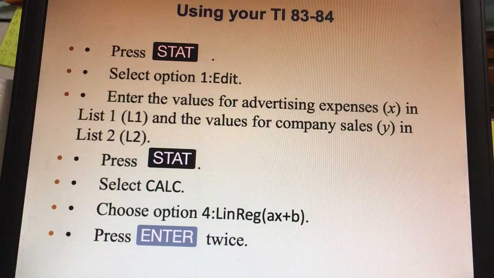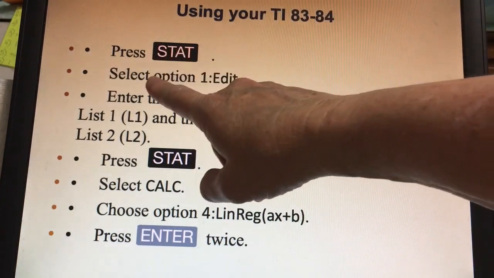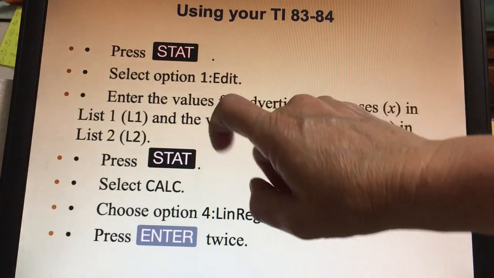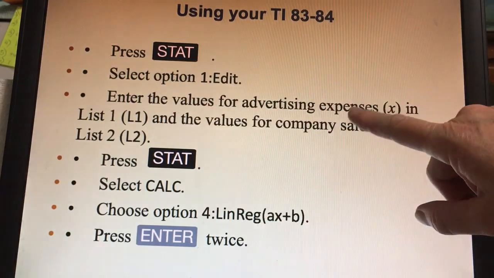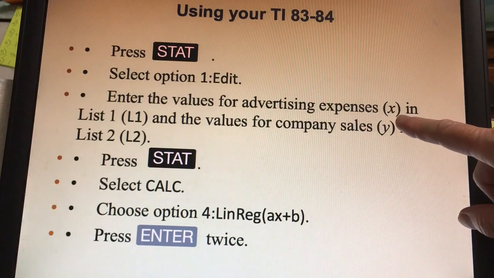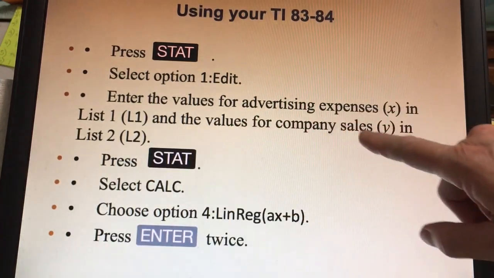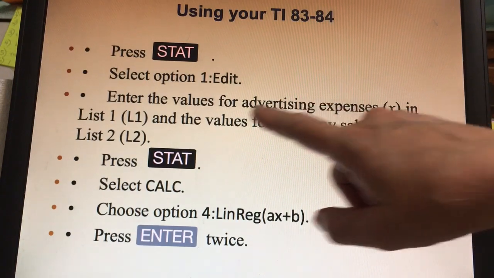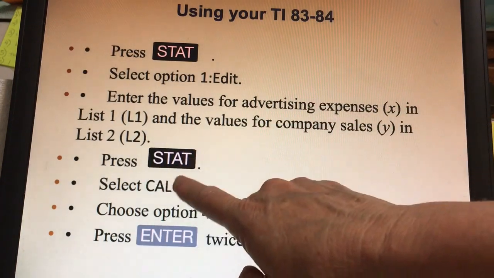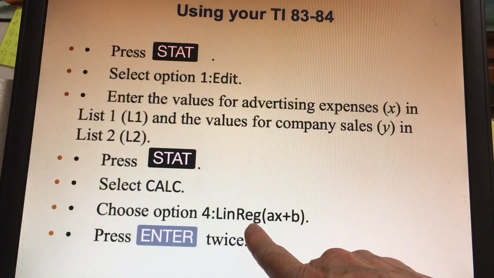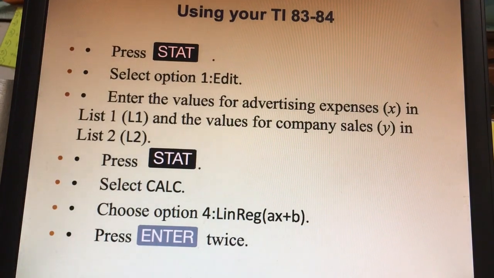In order to enter our points in, we're going to press Stat, select option 1, which is your edit. Enter the values for the advertising expenses, that's your X variable, put it in L1. The values for your company sales, which is your Y value, put it in L2. Press Stat, calculate, and choose your LNREG option, and press enter twice.